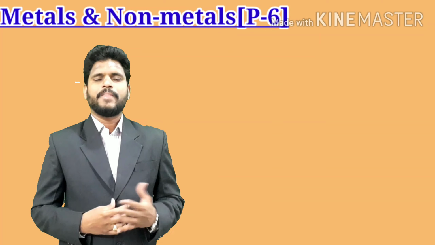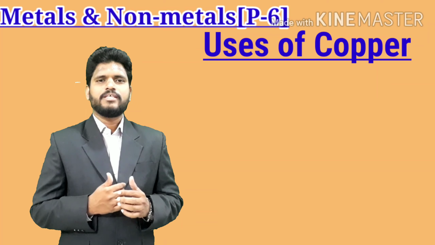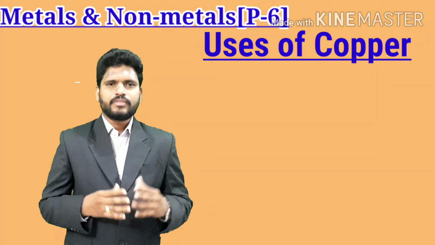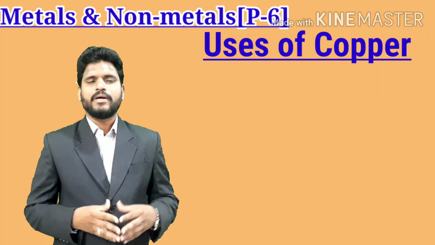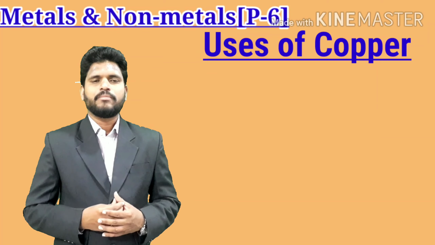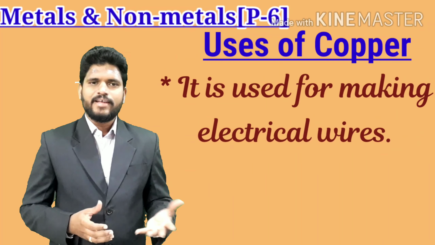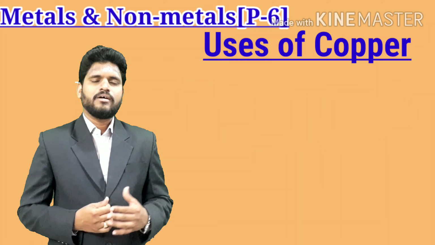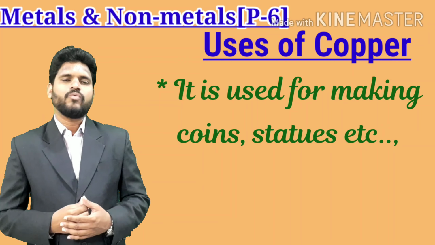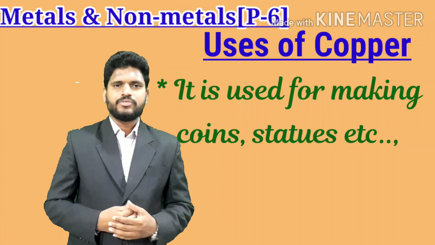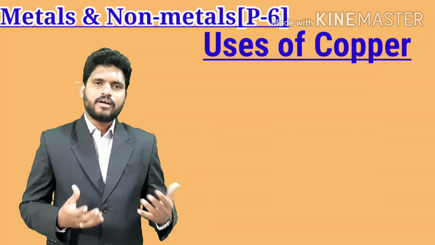First, take the metal copper. Copper is a metal, and using copper we make so many things. For example, copper is used mainly in electrical wires, and with the help of copper we can make coins, and we can make statues also. Like this, there are so many uses for copper, right?